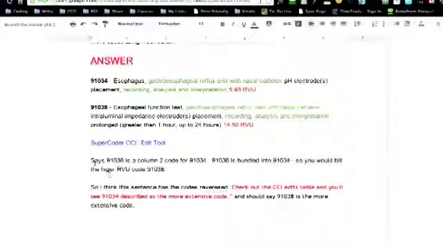So this sentence here should be reversed. Sorry. It says to check out the CCI Edits table and you'll see 91034 described as the more extensive code. It actually should say 91038 is the more extensive code. So I can see why that would have tripped someone up. So focus on the RVU values, and you just need to ask yourself, does my documentation support the higher RVU one? If that's the case, then go ahead and report that and forego the lesser RVU one.